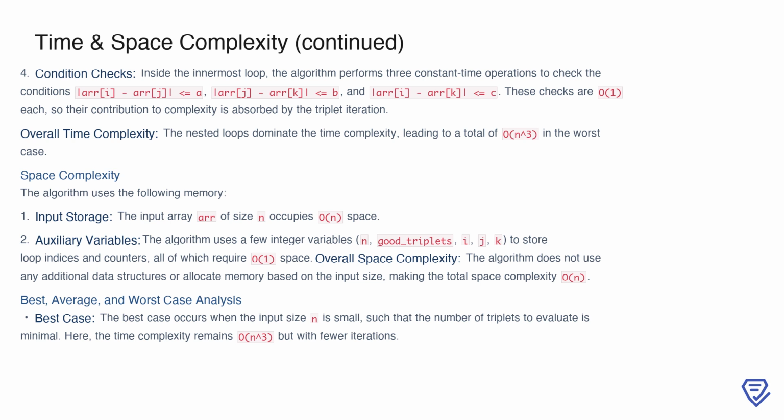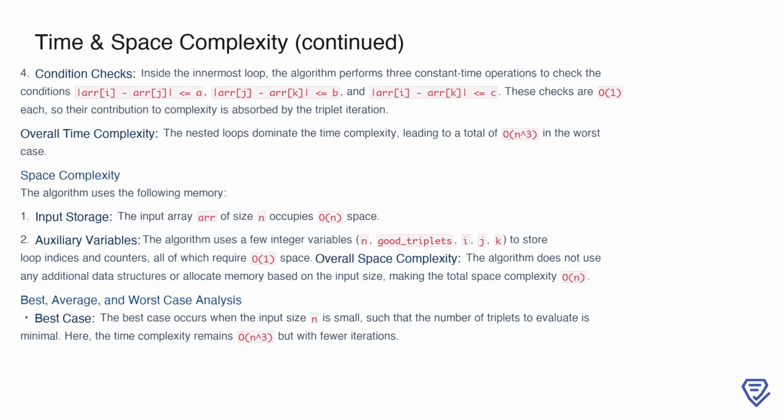Within the innermost loop, the algorithm evaluates three condition checks: absolute value of arr[i] minus arr[j] is at most a, absolute value of arr[j] minus arr[k] is at most b, and absolute value of arr[i] minus arr[k] is at most c. Each of these checks is a constant time operation, or O(1). Since these checks are performed for every triplet iteration, their contribution is effectively absorbed into the overall complexity of the nested loops. Putting it all together, the time complexity of the algorithm in the worst case is O(n cubed).